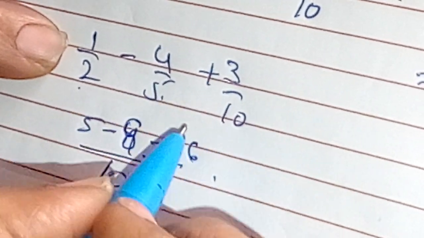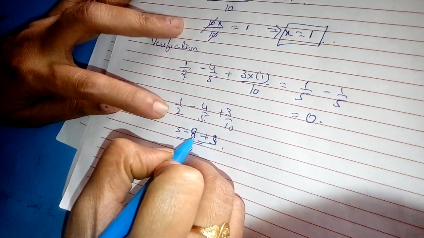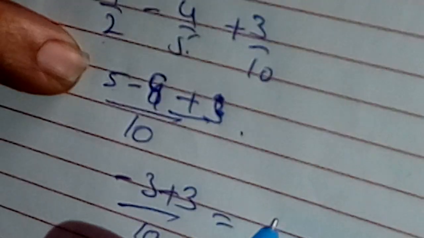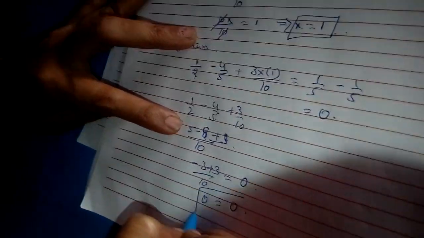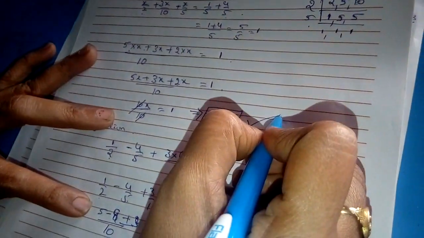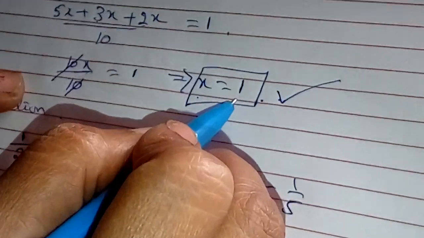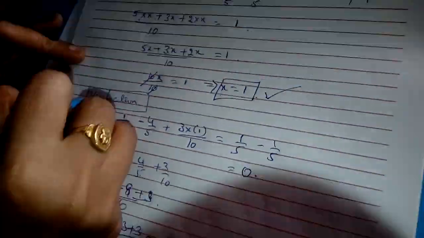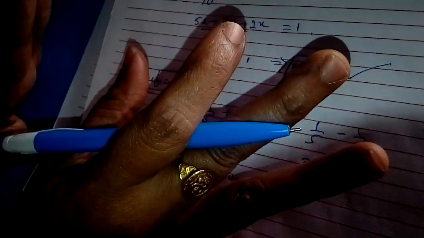5 plus 3 is 8, 8 minus 5, minus 3 plus 3 by 10 is equal to 0. So LHS is equal to RHS, we got. Then the value of x is satisfied. Then the value of x equal to 1 is verified in our verification part. Our topic for this day is completed.